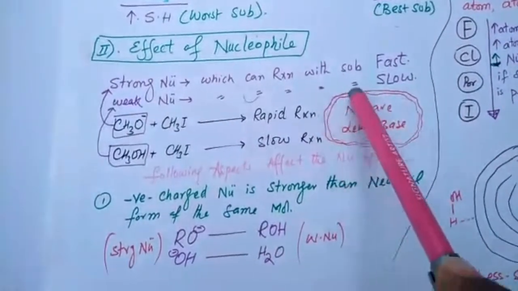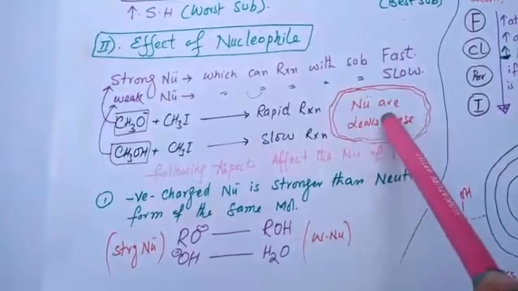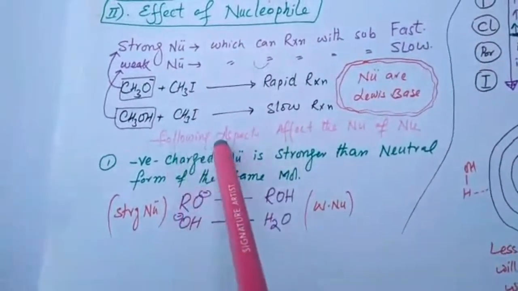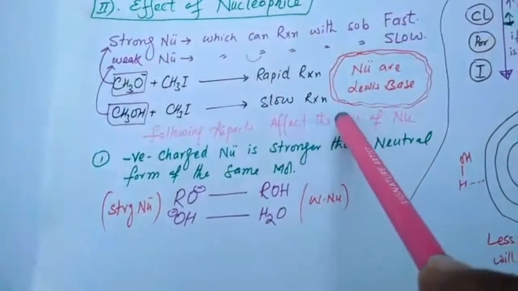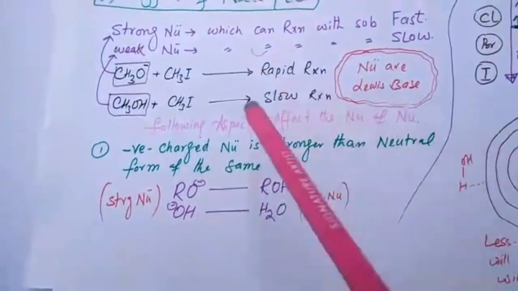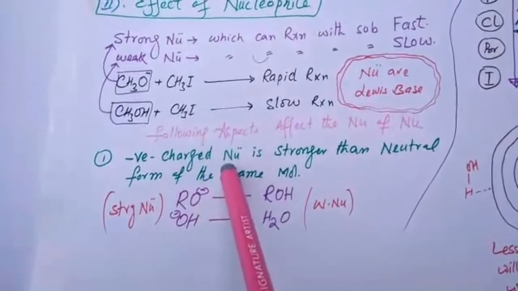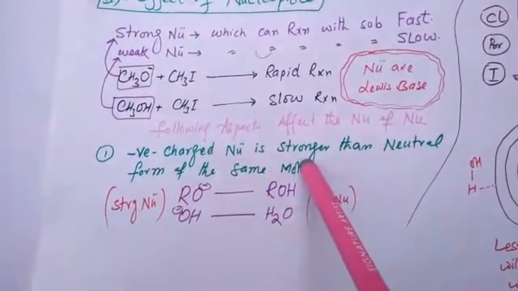Remember, nucleophiles are nothing but Lewis bases. All nucleophiles are Lewis bases. The following points should be kept in mind about the nucleophilicity of a nucleophile, strong or weak. Number one, negatively charged nucleophiles are stronger than the neutral form of the same molecule.